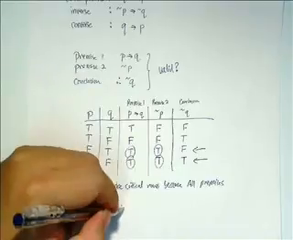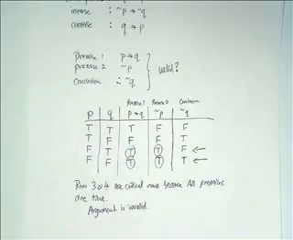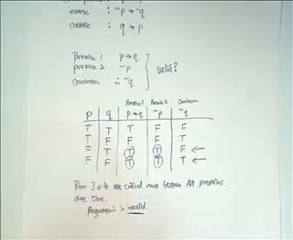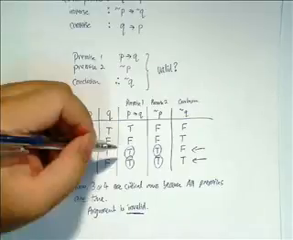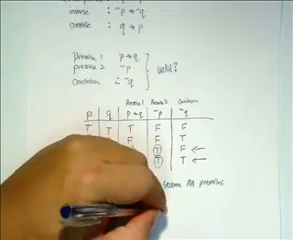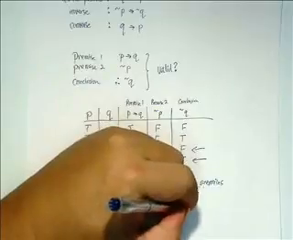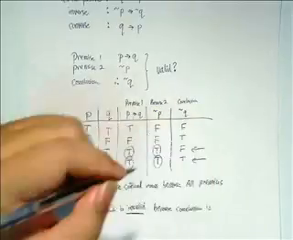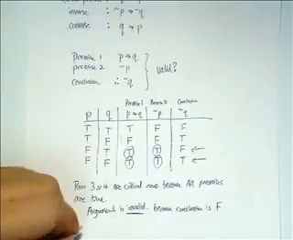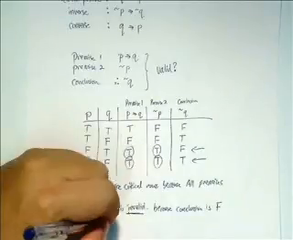So write down: argument is invalid. You have to tell people why you say it's invalid. In a test situation, you have to convince the marker that you're not guessing, because it's either valid or invalid. So it's invalid. Why? Because in row 3, which is a critical row, the conclusion is false.